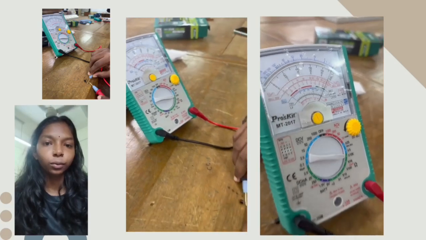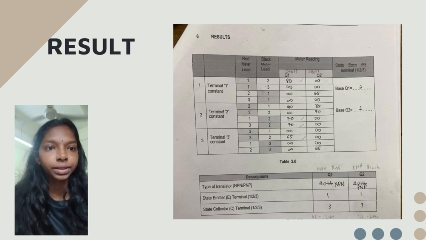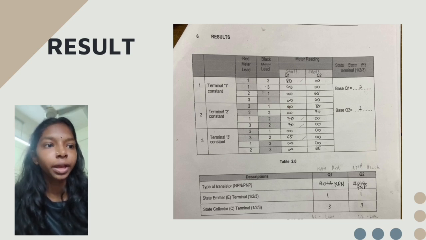Finally, I'm here to talk about the results. The experiment aimed to identify the type of bipolar junction transistor and their terminals, base, emitter and collector, using a multimeter. The results in Table 2.0 reflect the conduction behavior of the transistor when different terminals were tested with the red and black leads of the multimeter.